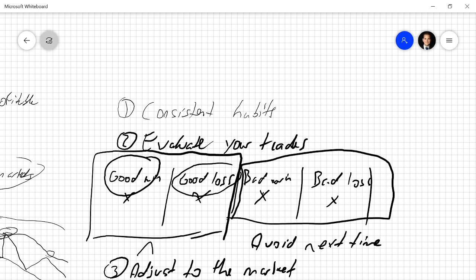But that's the third step to being consistent: consistent habits first, evaluate your trades second, and adjust to the market next. Now, this is not changing your strategy. You cannot change everything. It's just adjusting slightly over time based on how the market changes, based on things that are proven to be more profitable or less profitable, and making it better over time. So that's how this works. Hope that makes sense. This is how you become consistent in trading.